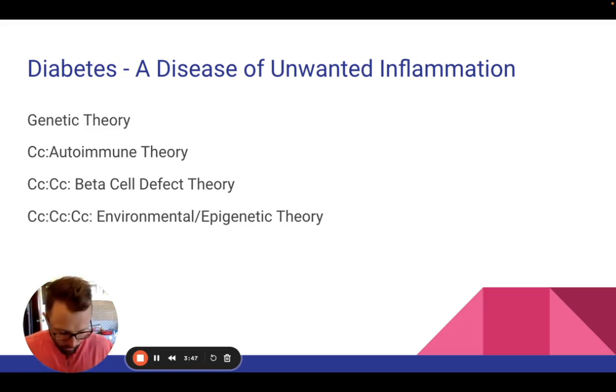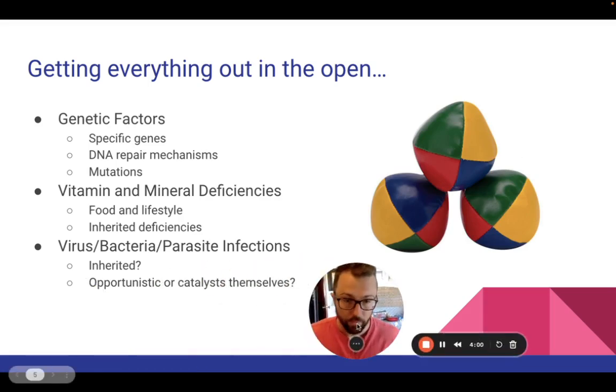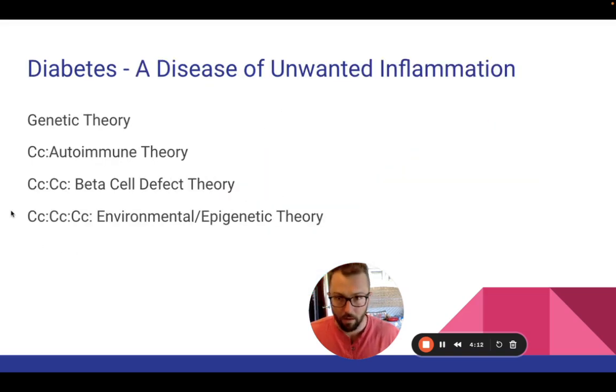And so it's not clear cut in any way. So what we need to do is get everything out in the open, right? And so I am of the mind that it's really a mix of everything. There are factors in all aspects that we're talking about, from the genetic theory, the autoimmune theory, the beta cell defect theory, the environmental and epigenetic theory. They all have relevance to differing degrees on an individual basis.